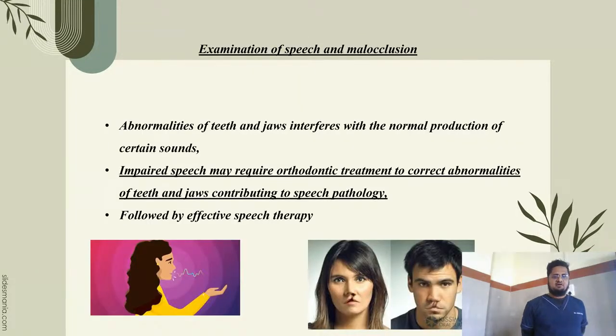Examination of speech and malocclusion. Abnormalities of the teeth and jaws usually interfere with the normal production of certain sounds. Impaired speech may require orthodontic treatment to correct abnormalities of the teeth and jaws contributing to speech pathology. First, orthodontic or orthopedic treatment should be done to correct the skeletal discrepancy of the jaws as well as the face. After that, it should be followed by effective speech therapy. Before speech therapy, we should correct the orthodontic and orthopedic discrepancies.